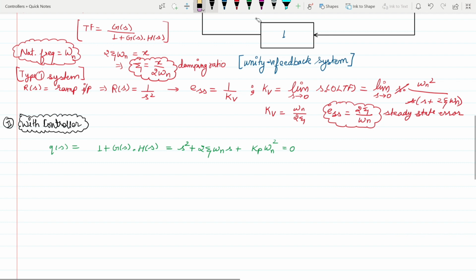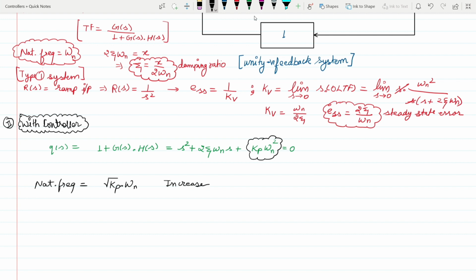With this particular characteristic equation, when you see the natural frequency of oscillation, it got changed. The natural frequency will become root Kp into omega n, since this term is the natural frequency square. As you can see, the frequency has increased. So this is one point in comparison to the previous one. Previously it was just omega n, now it is root Kp times omega n, so it got increased.